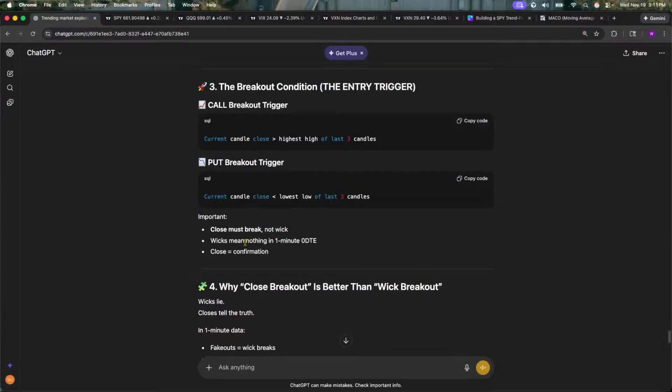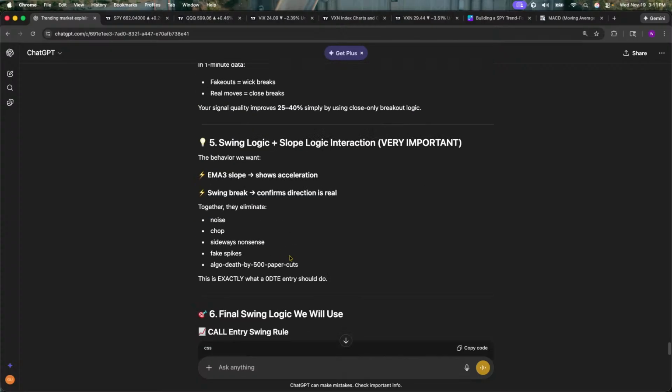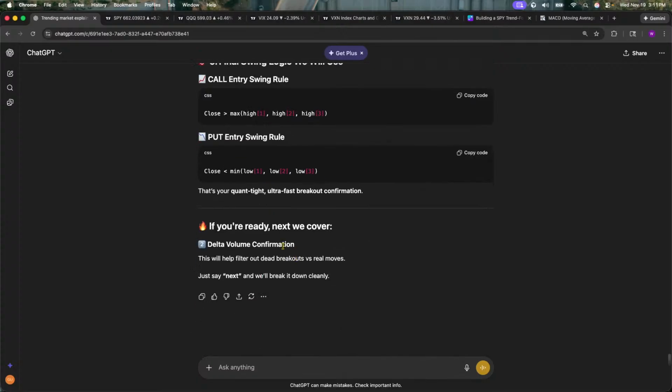Not wick. Wick means nothing happened in the 1 minute. Close equals confirmation. Why the close breakout is better than a wick breakout: wick, weak, get it? Wicks lie. Close tells the truth in 1 minute data. Okay, perfect. All right, so I'm good with this.